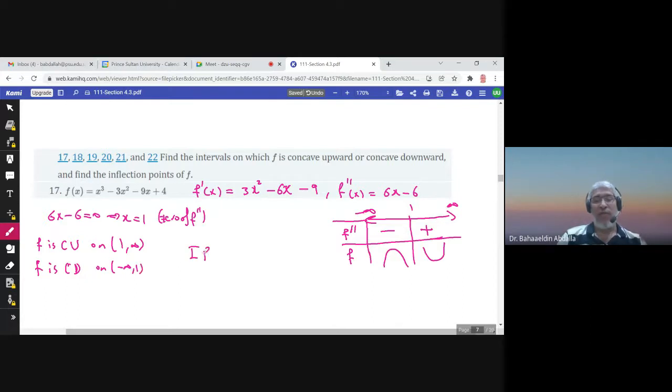And the inflection point is 1 and f of 1. So it is 1 and you go to f and replace x by 1. So 1 minus 3 minus 9 plus 4, and that's negative 7. So (1, -7) is the inflection point.